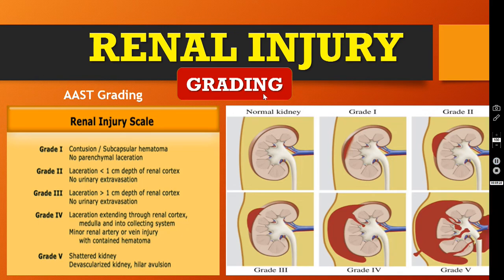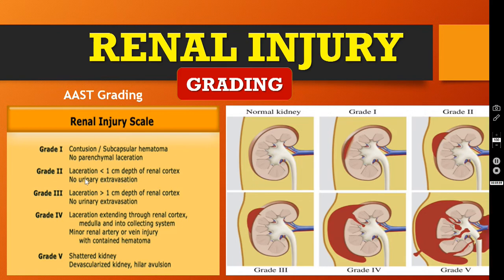Coming to the grading of renal injury, this is by the AAST, the American Association for the Surgery of Trauma grading. This consists of 5 grades. Grade 1 is just contusion, and there may be a subcapsular hematoma, but there is no parenchymal laceration. This is what you are seeing in this picture.